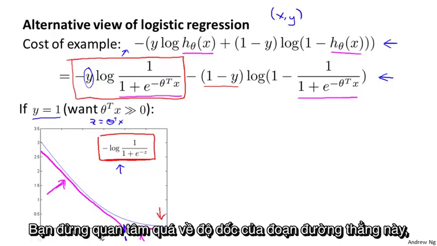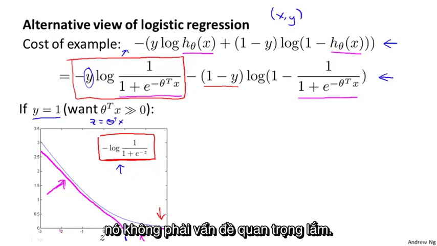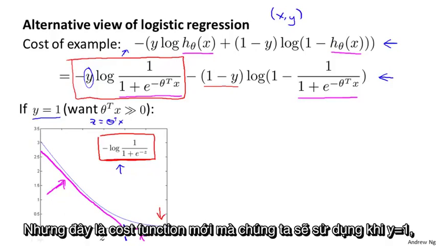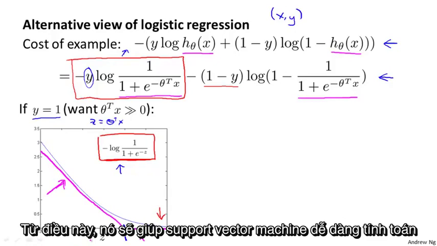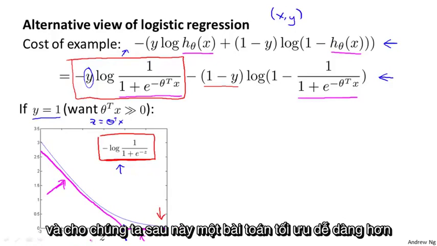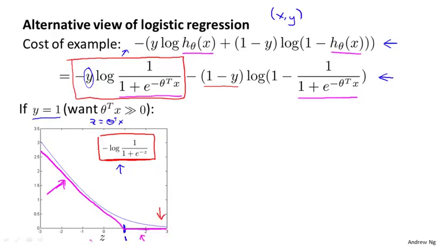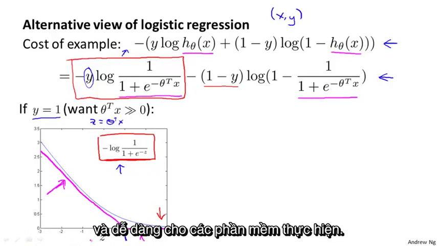And don't worry too much about the slope of the straight line portion. It doesn't matter that much. But that's the new cost function we're going to use for when y is equal to 1. And you can imagine it should do something pretty similar to logistic regression. But it turns out that this will give the support vector machine computational advantages and give us later on an easier optimization problem that will be easier for software to solve.